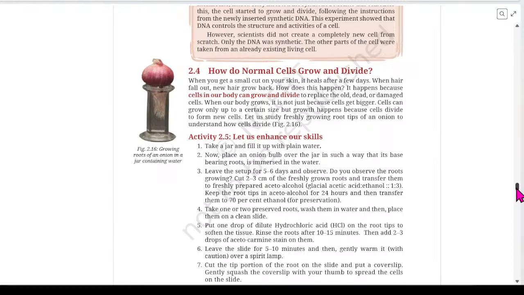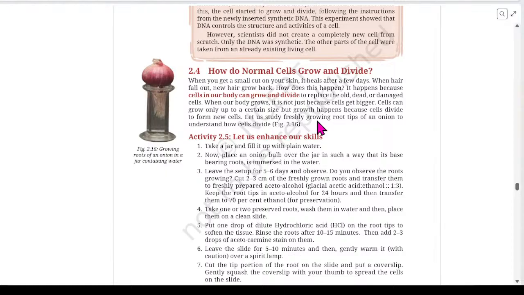So when you get a small cut on your skin, it heals after few days. When hair falls out, new hair grows back. How does this happen? It happens because cells in our body can grow and divide to replace the old, dead or damaged cells. When our body grows, it is not just because cells get bigger. Cells can grow up to a certain size, but growth happens because cells divide to form new cells.